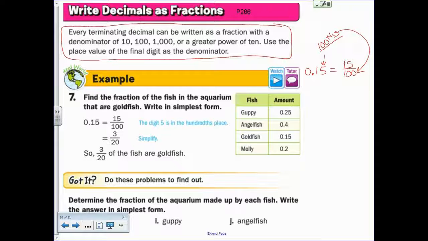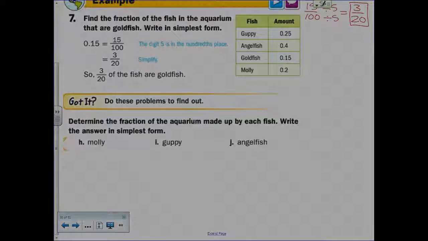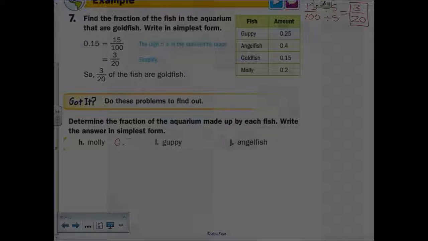Well, 15 hundredths is not in its lowest form. So what we need to do is reduce that. So I'm going to write 15 hundredths, and I'm going to divide the top and the bottom by the greatest common factor, which is 5. And that's going to reduce 15 to 3 and 100 to 20. So 15 hundredths is equal to the fraction 3/20. Now, why don't you try the problems down at the bottom of the page, H, I, and J?